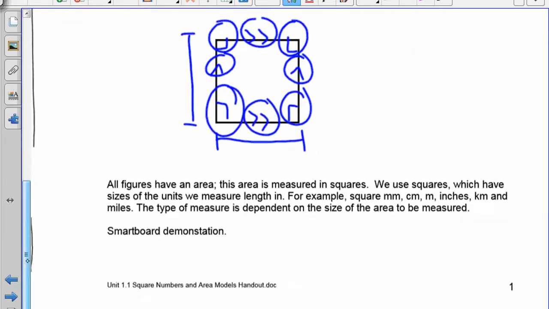equal sides. Now, all two-dimensional figures on a plane have an area, and this area is measured in squares. So if I want to find the area of rectangles, triangles, circles, or parallelograms of any size, I have to measure it in square units. We measure in squares which are a millimeter by a millimeter, or centimeters, meters, inches, kilometers, miles, yards. Any type of unit can be used to measure area.